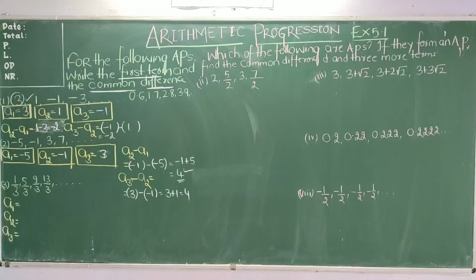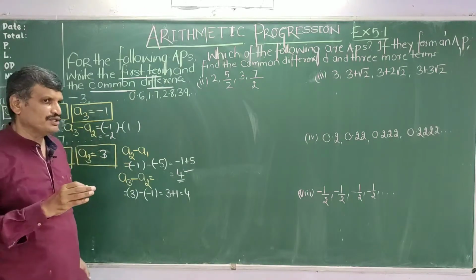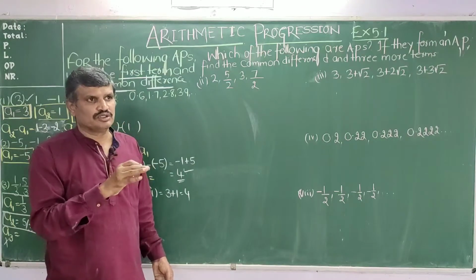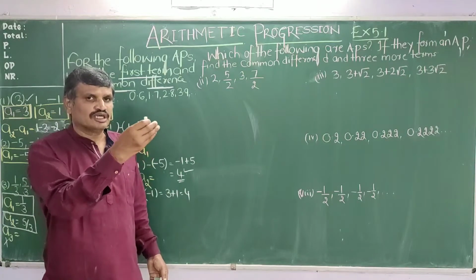So this way, if any AP is given to you, you can find the first term, you can find the common difference. Suppose this is given to me: 1/3, the first part is over, second is 5/3. Sir, is it required to find the third term? No. Then why did you find it out here? I just wanted to explain that to find the common difference you have to take two successive terms. Either you take first and second, or third and second, or fourth and third. That way you can take it.